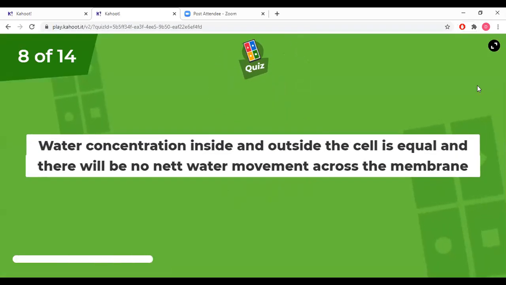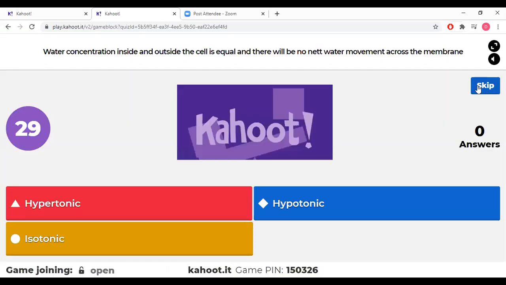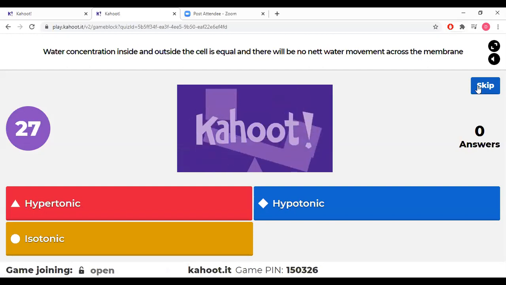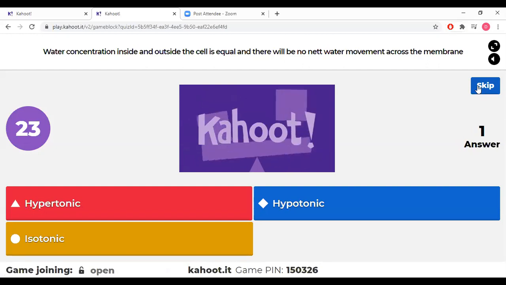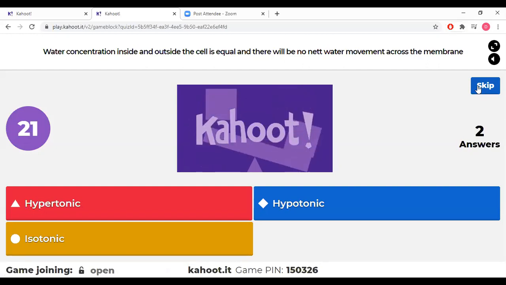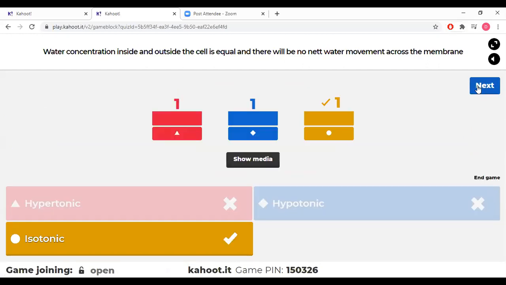Question 8. Water concentration inside and outside the cell is equal and there will be no net water movement across the membrane. So if it's the same outside the cell as it is inside, what is that called? What is that? Huh, guys? No, no, no, no. The correct answer is isotonic.